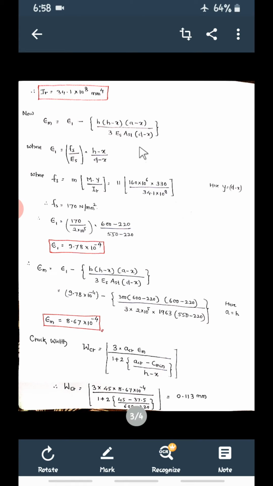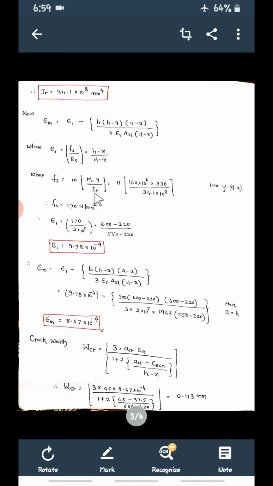So if you want to calculate epsilon m, you have to first calculate epsilon 1 now. So what is epsilon 1? Epsilon 1 is equal to fs upon Es into (h minus x) divided by (d minus x). Then what is fs now? fs is equal to small m into bracket moment, that is capital M into y divided by Icr.